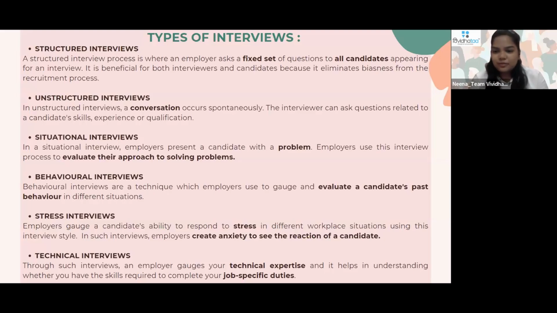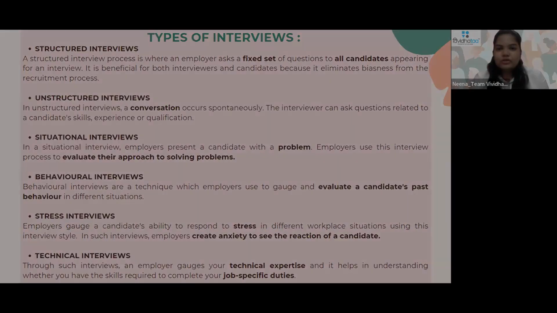And the last one is the most important, the technical interviews. We see that for areas such as healthcare, IT, management, they ask technical questions just to check the domain knowledge of the candidate, whether the candidate has the particular knowledge about the role for which they are interviewing or not.